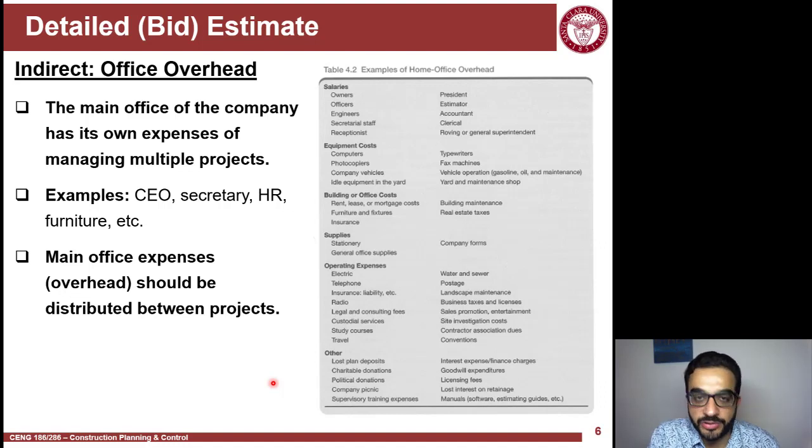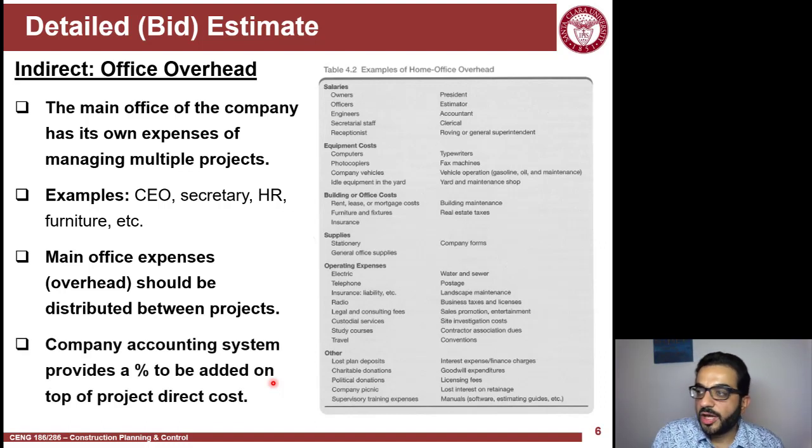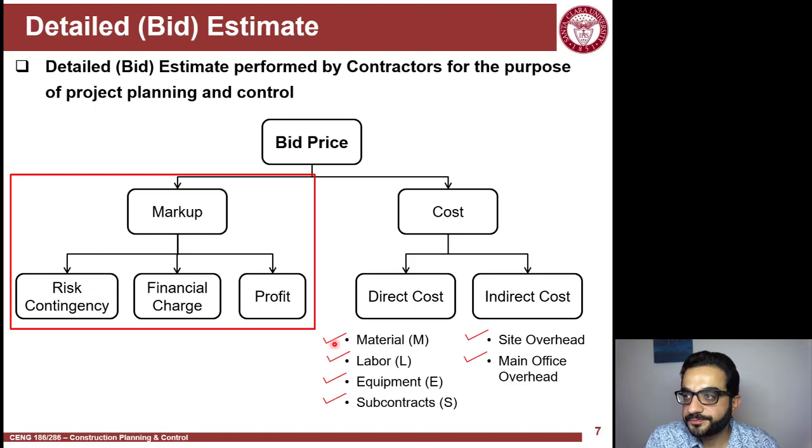So you have accountants, those managing the accounting books of the company, who will give you a percentage. Looking at the previous financial sheets of the company, they will tell you our office overhead is this percent of the project costs, so use this percentage. In this case, I'm giving a list just as an example, but what I've seen is that it's just a percentage that comes from the accounting software and the accounting books of the company.